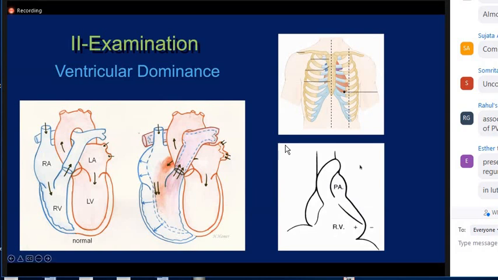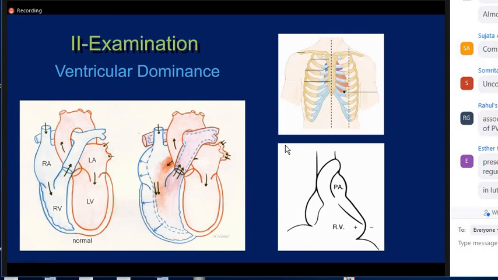So if you carefully look, you will not have a localized apex. You will have a diffuse apex. The apical impulse is defined as the lowermost and outermost localized, less than half centimeter pulsation in the left side of the chest produced by the heart.